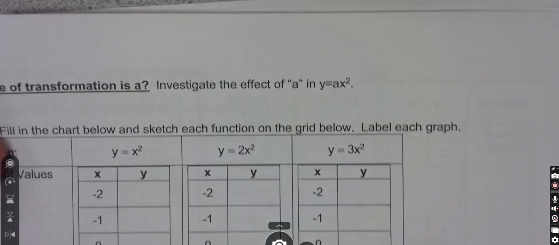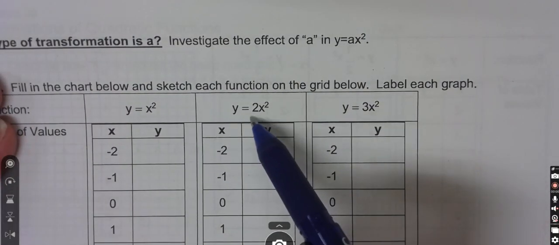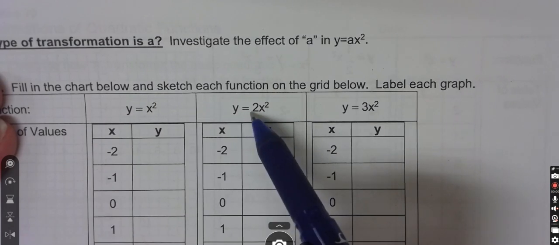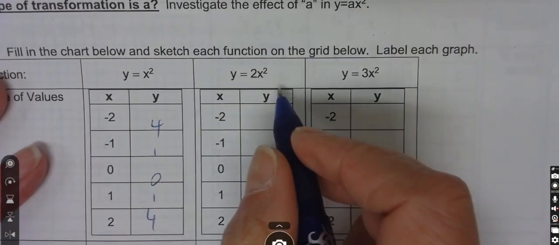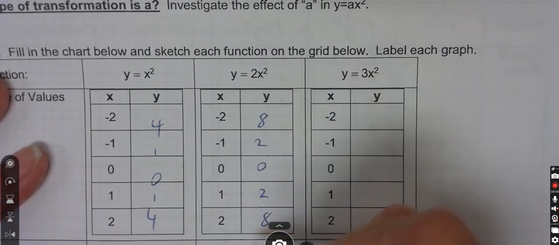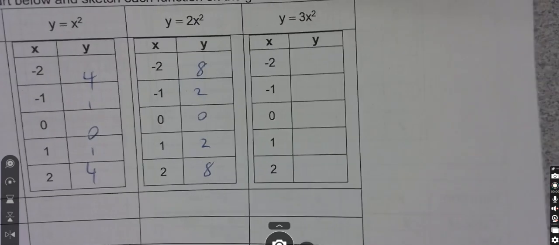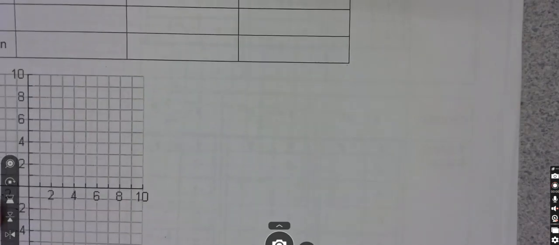Okay, almost done. We just have this a value. So we saw that if we have a number in front, then these values are going to be multiplied by 2. So I'm going to have 8, 2, 0, 2, 8. And so this is going to make the parabola grow faster. Okay, and same thing with 3. That's going to make it even faster than that. I'm just going to turn the page. And so, okay, there's no space to write it, so I'm just going to write it over here.